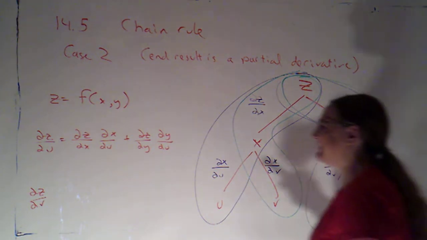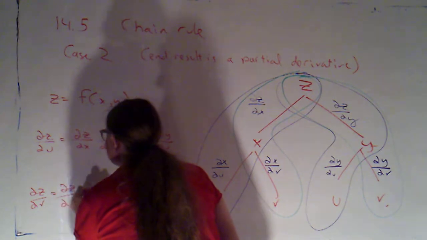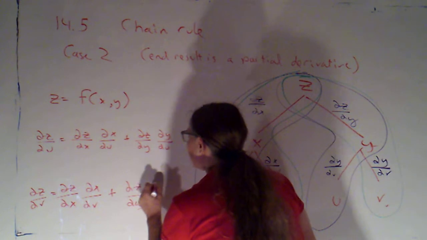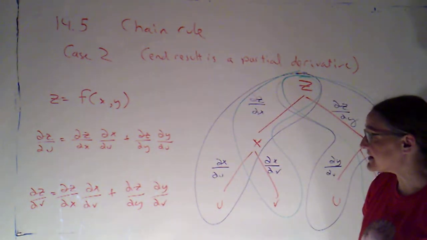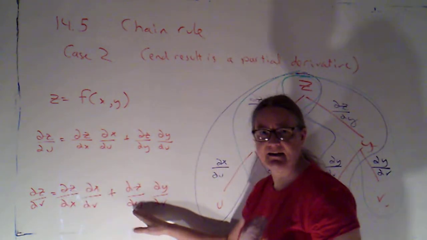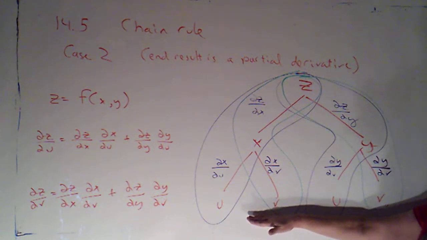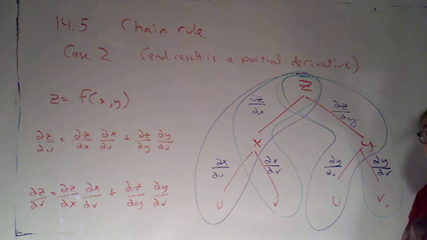Okay, so we would get the partial of z with respect to x times the partial of x with respect to v, plus the partial of z with respect to y times the partial of y with respect to v. And of course, in practice then, these partials here would originally have x and y's in them. Just like in the previous case, the rule is in our final answer, we should only have the variables that occur on the bottom level here. So we should be able to write everything in terms of u and v.